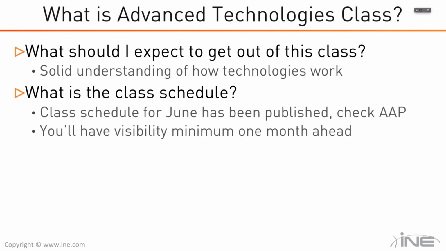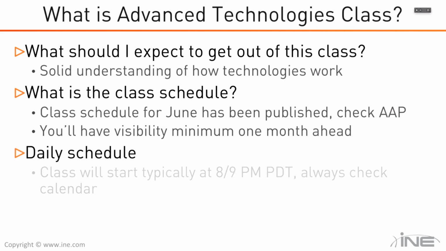What is the class schedule? Well, the class schedule has been published for June, so look in the calendar in your All Access Pass membership. We'll have visibility a minimum of 1 month ahead. So what this means is that I expect sometime in June we're going to publish the schedule for July, sometime in July the schedule for August, and so on.